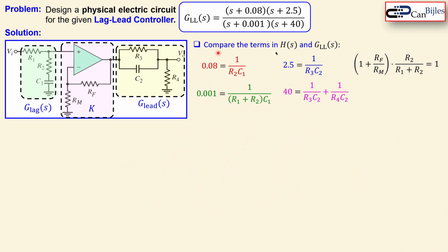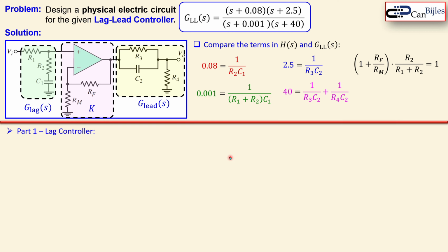So next, collect now the equations we had. These are the equations. Let's now start with the first stage, part 1, the lag controller stage. For that we use these 2 equations. If we have freedom to choose something, let's select C1, because that's more practical to also have in the lab. So 100 microfarad is a nice value for the capacitor C1. Then we can use this equation to get R2: 1 over 0.08 times C1, and you will get 125 kilo ohms. So that's for the first thing.